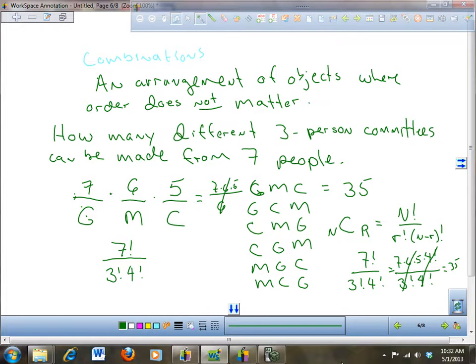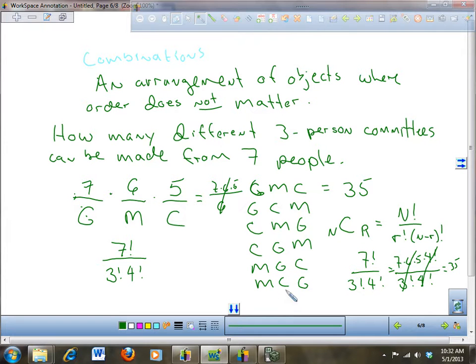Why would you do that way? Why would I do it that way? Because it's just like plugging into a formula, and it's easier to do than write out all the things like that. Okay? You good on that?